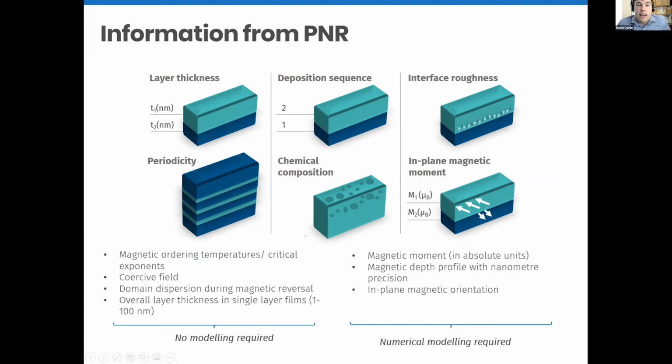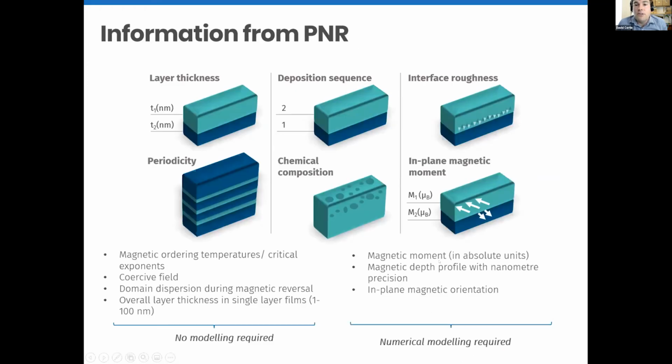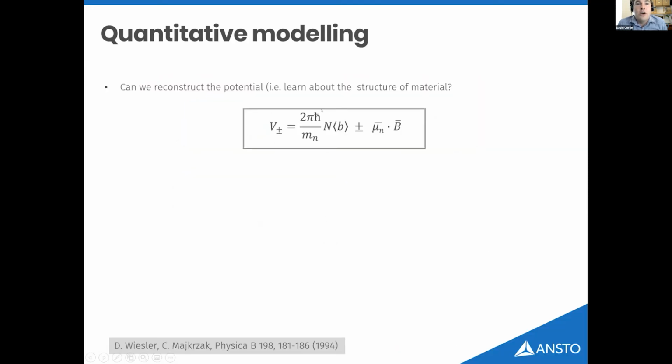This is all very good. The thing is that some of these parameters can be measured just by looking at the splitting without really doing any modeling. Other parameters require some modeling. And the real question when we're trying to do this modeling, if we want to get an absolute unit for the magnetic moment or the magnetization, is that we need to try and reconstruct this potential, okay?